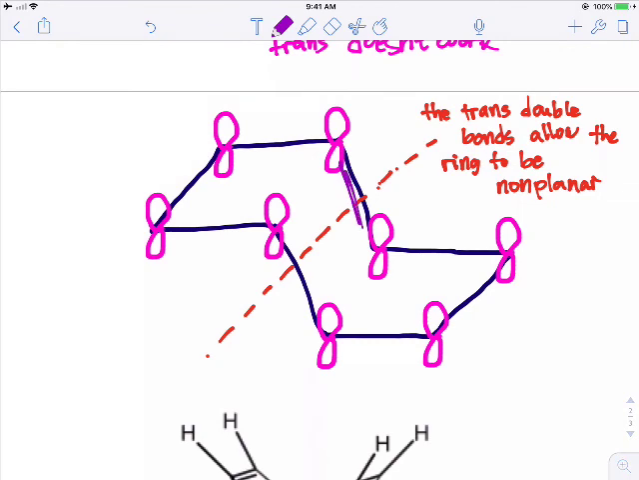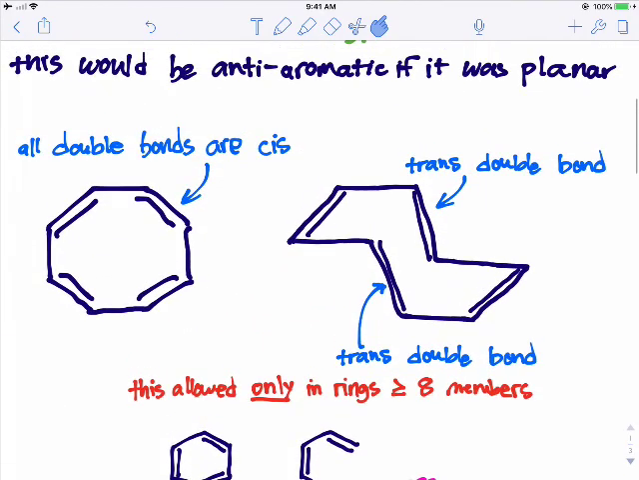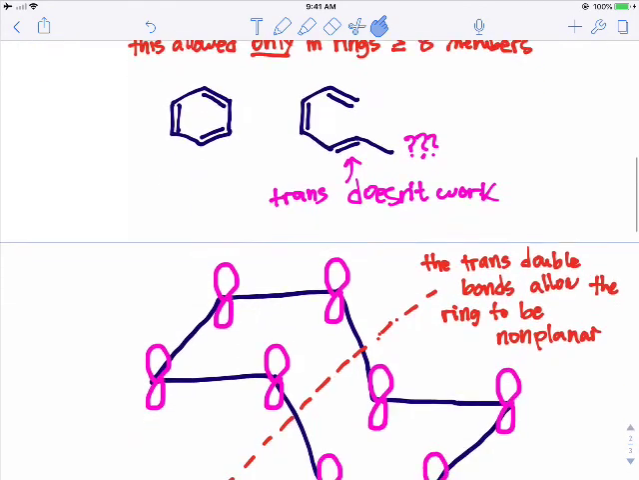We don't get overlap there, which means that we can't have an aromatic system, nor can we have an anti-aromatic system. So having an anti-aromatic system is really, really bad. So rather than having the cyclooctatetraene be completely planar, like it would be if all the double bonds were cis right here, if that were the case, it would be anti-aromatic, and that would be very bad. So to avoid that, the ring actually pops out of plane.